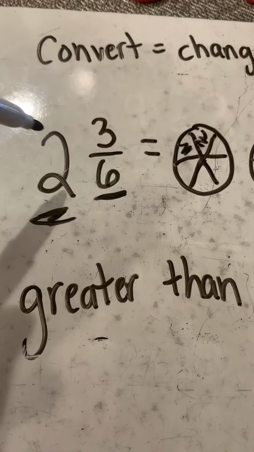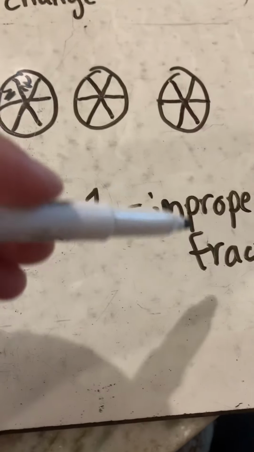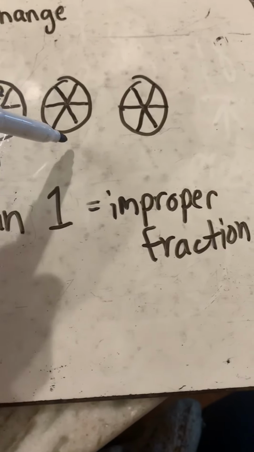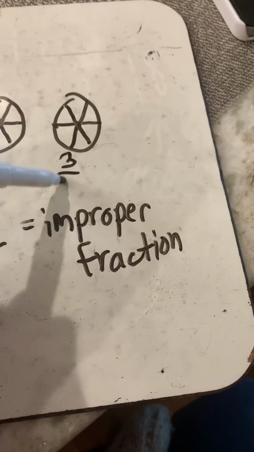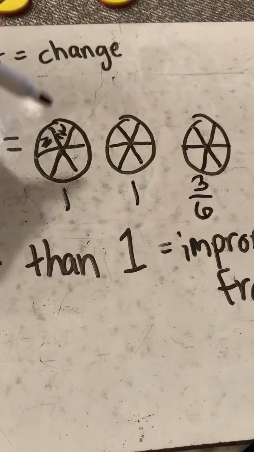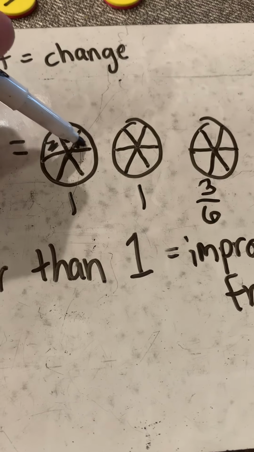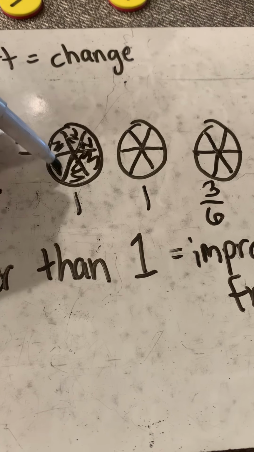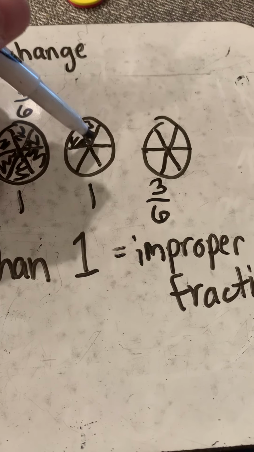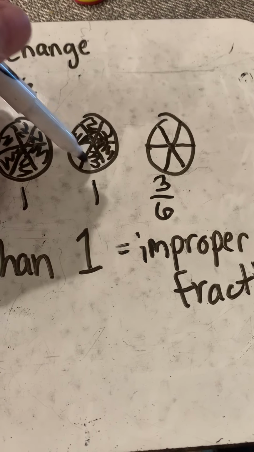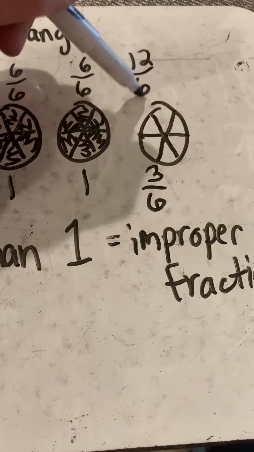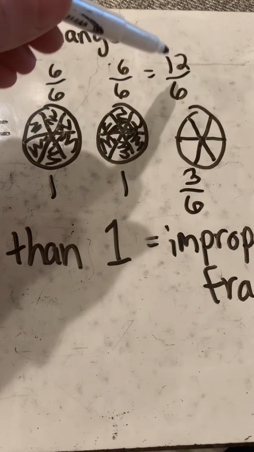We are converting the mixed number of 2 and 3/6 into an improper fraction, or a fraction greater than 1. So I drew out 3 because these are representing my 2 wholes, and this is going to represent my 3/6. Okay, so now I'm shading, and I'm counting the sixths as I shade. So 1, 2, 3, 4, 5, 6. So this is 6/6. 7, 8, 9, 10, 11, 12. So that's another 6/6, which gets me to 12/6, right? So 2 wholes is equal to 12/6.